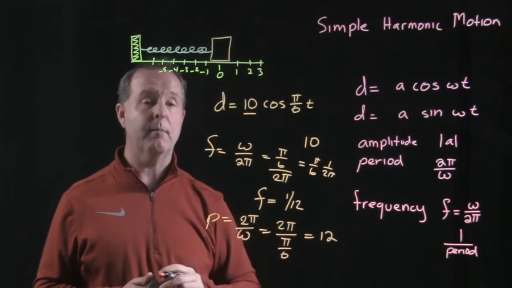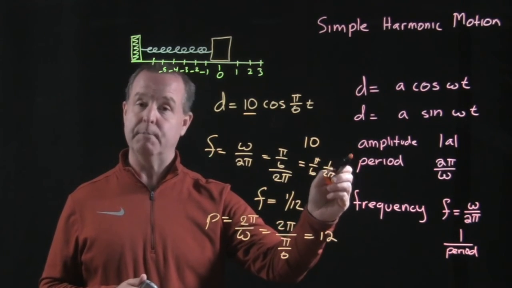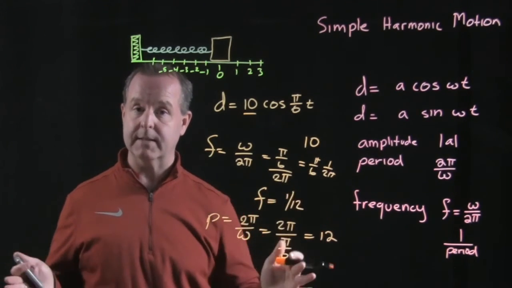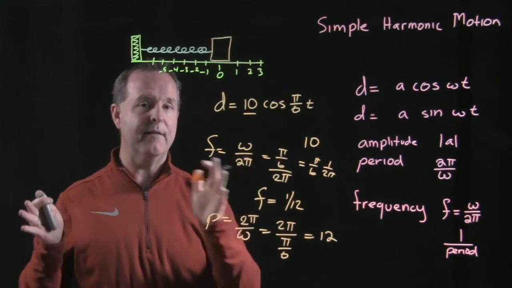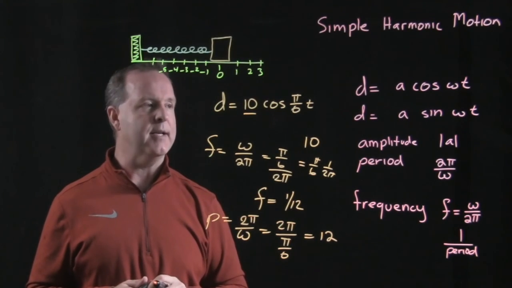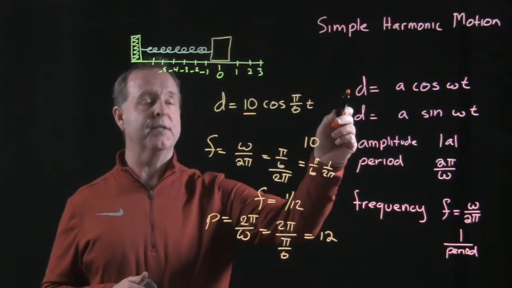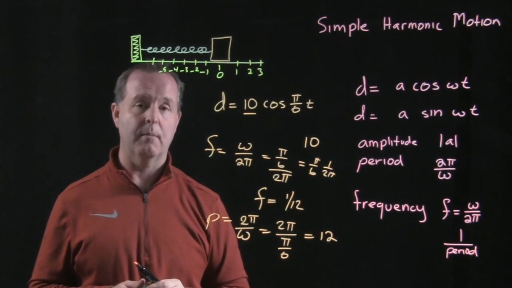So when we're looking at simple harmonic motion, let's look out for the amplitude, let's look out for its period, how long it takes to do a complete cycle, and then its frequency, how much of that period was done every unit of time, usually in seconds. And the last thing you might need to do is decide whether you are going to use a cosine or the sine function for a simple harmonic motion.